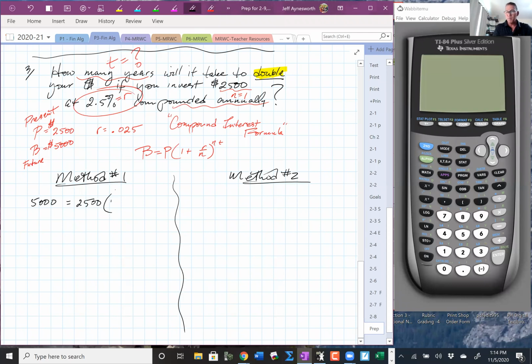So this is going to be multiplied by 1 plus R divided by N. So 0.025, divide that by 1 because it's once a year, it's annually. And raise that to the NT power, where N is 1, because we're doing it annually. So it's going to be 1 times T or just T. Now let's just simplify this real quick. We've got 5,000 equals 2,500 times 1 plus 0.025, which is just 1.025, to the T power.